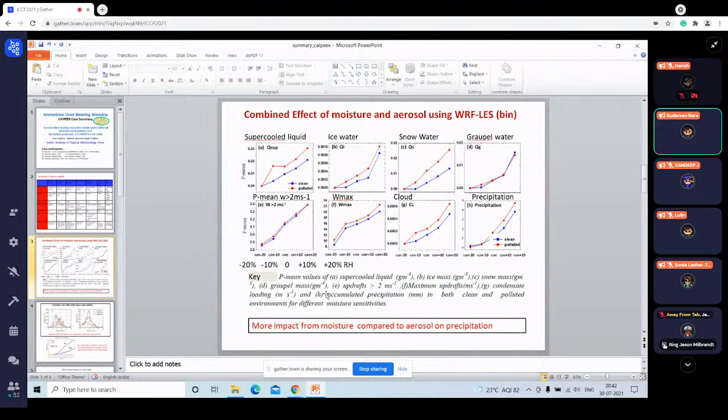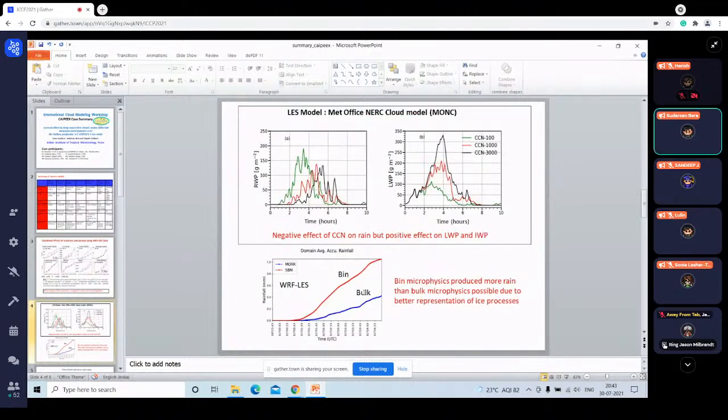The most important finding is that the impact of moisture is more significant compared to aerosol on precipitation or other cloud parameters. There is always a positive effect when there is an increase in moisture: total rainfall, other cloud waters and updraft speed are all increasing. However, in the polluted condition, there is a further increase compared to the clean case.